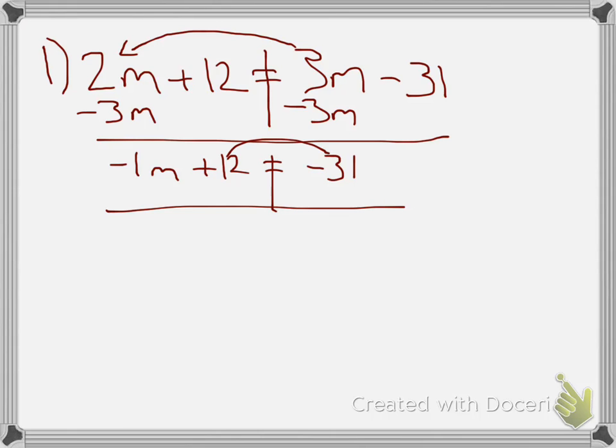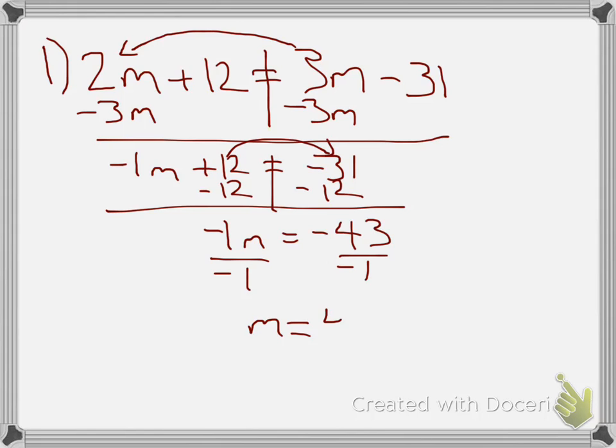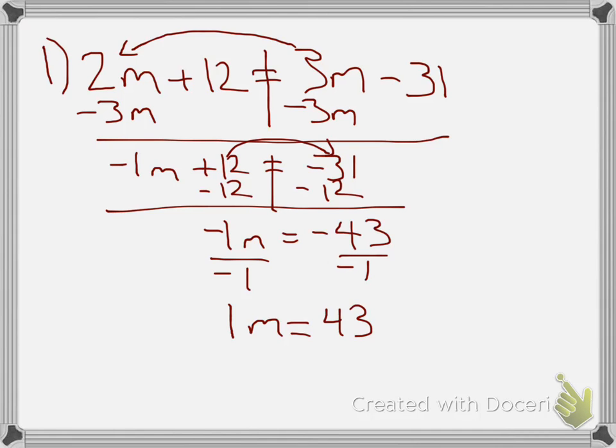Now I'm going to move the number to the right, minus 12, and so I'm going to have negative 1m equals negative 43. Divide by negative 1, and m equals positive 43. That would be the answer. I'm thinking about something for inequalities, but that's the answer for number 1.